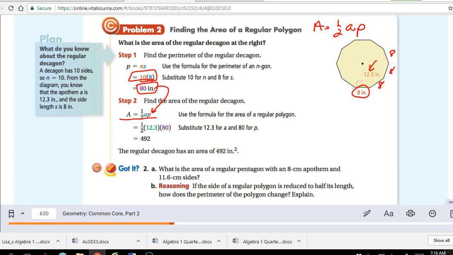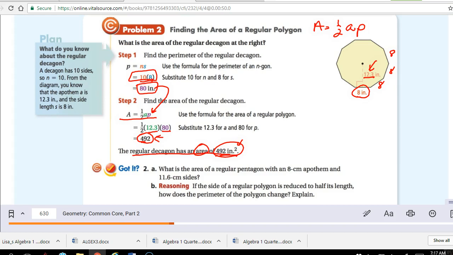So let's just use the formula that we know we have. Area is equal to 1/2 the apothem, and that, again, the apothem was given right there. It's 12.3. And then we found the perimeter in step 1, which was 80. And from this point, you literally just plug it into your calculator, and you're going to end up with 492. Now, because we're talking about area, area is always in squared units. So the answer is 492, but we would need to write it using units as 492 inches squared.